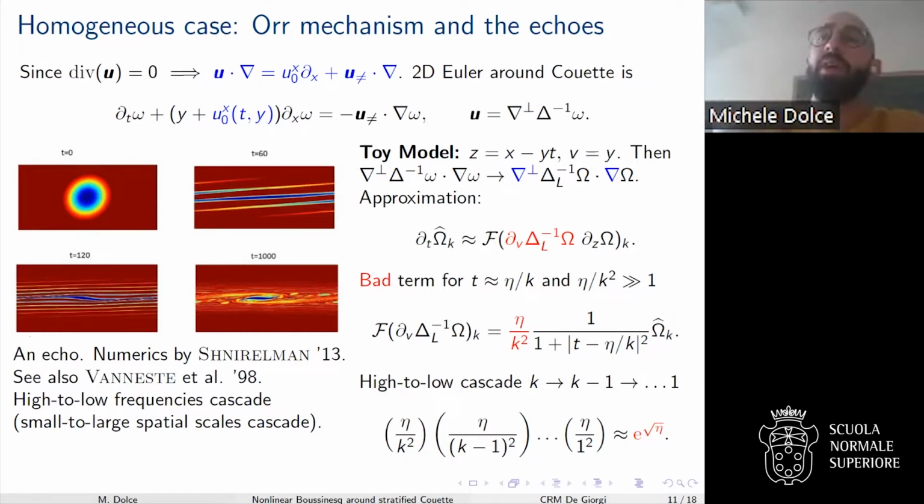Now, the red term, you can write down the Fourier transform of this guy, and it takes this form. Notice that when t is eta over k, which is called the critical time, you will see a factor eta over k squared. Now, in principle, eta over k squared can be extremely large, and you should expect it to be large because you're sending information to high frequencies. And therefore, you can think that there is a growing mechanism for the factor omega k that can be amplified by this number here. And this is called the Orr mechanism, because already Orr in 1907 understood that this could potentially create a lot of trouble.